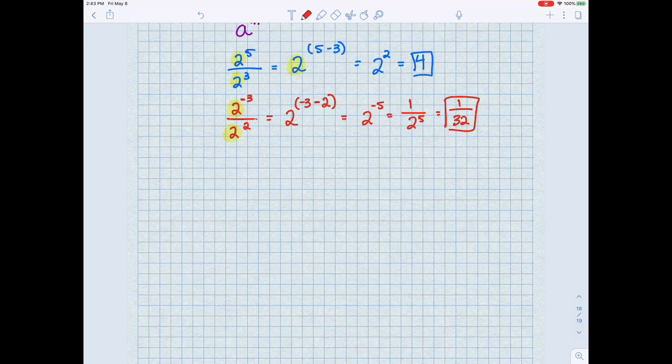Let's take a look at an example with variables. So remember that the bases are going to be the same. So let's do x to the 11th power divided by x to the 7th power. My bases are the same, so I can use this rule here. So I keep my base, and I subtract my exponents, 11 minus 7. And please make sure you're subtracting in the right order. Order does matter here. So make sure you're subtracting the denominator from the numerator. Okay? So our answer simplifies to x to the 4th power.